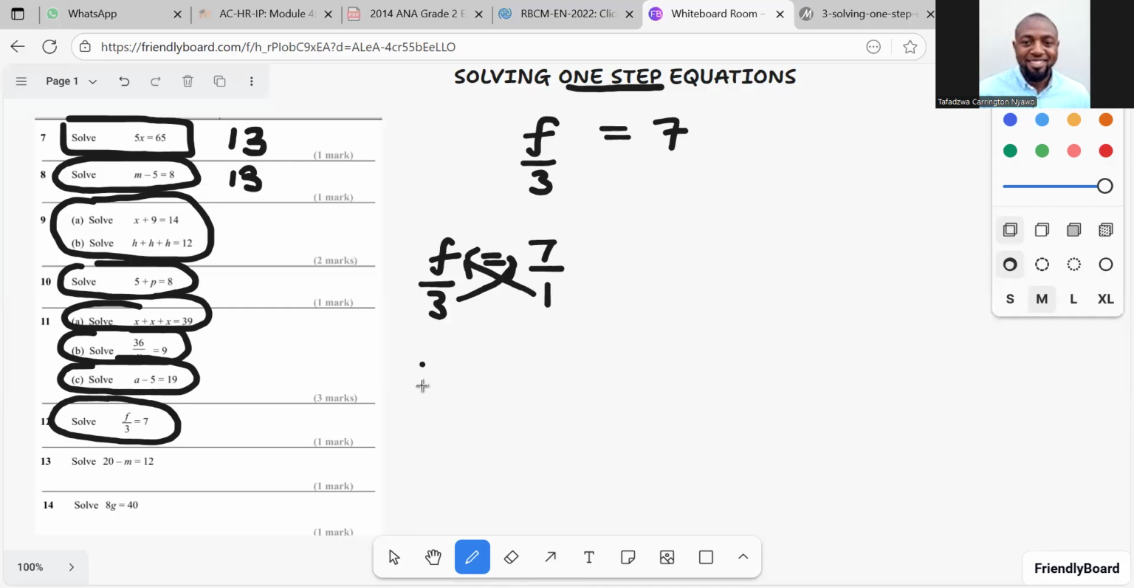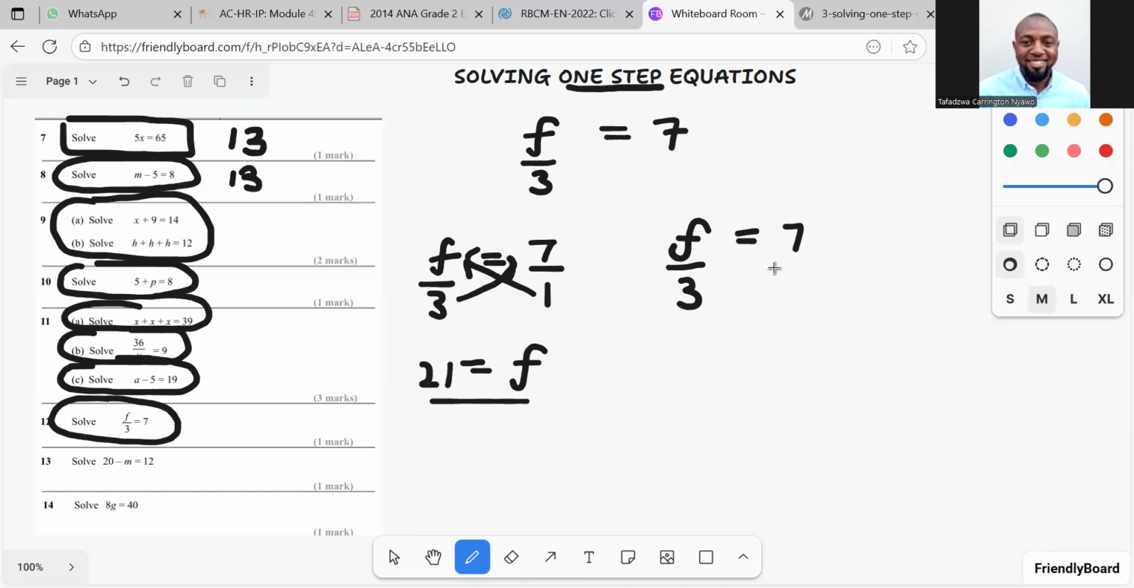3 times 7 is 21. F times 1 is f. So 21 is equal to f. I'm done. Now let's look at another way that we can apply in this regard. So we have f over 3 is equal to 7.